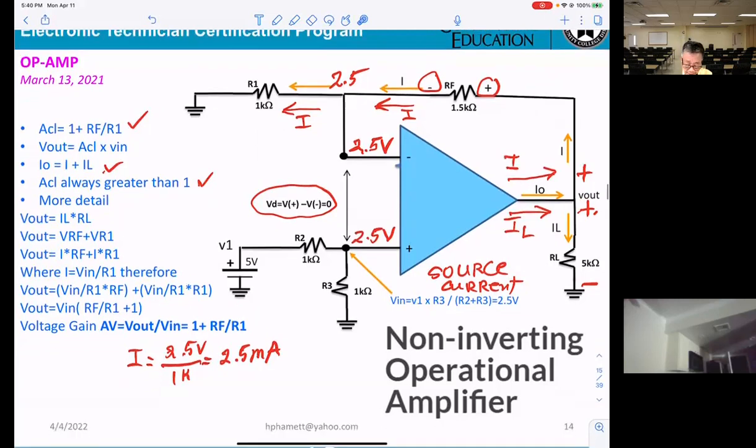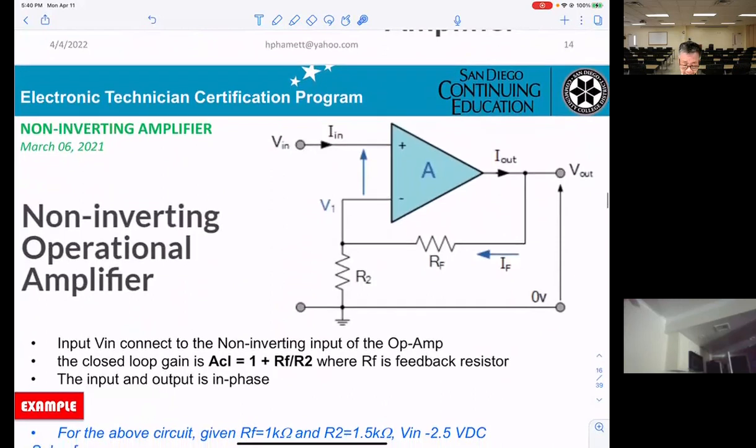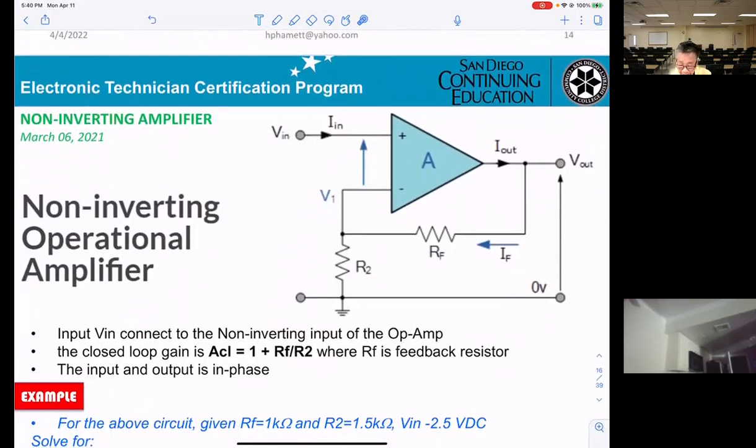Okay, so that is the two one we already done. It's just the non-inverting amplifier, but a different way. They make a connection: this is the V in going to the positive, okay? And also you can get the RF and R2. RF is a feedback resistor, okay? So in this case, the voltage gain is 1 plus RF divided by R2.